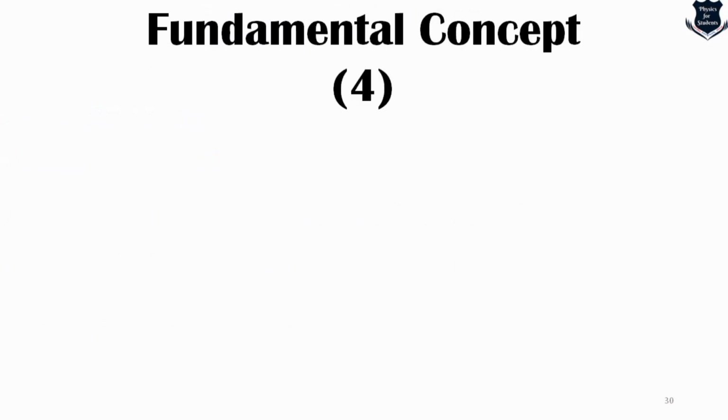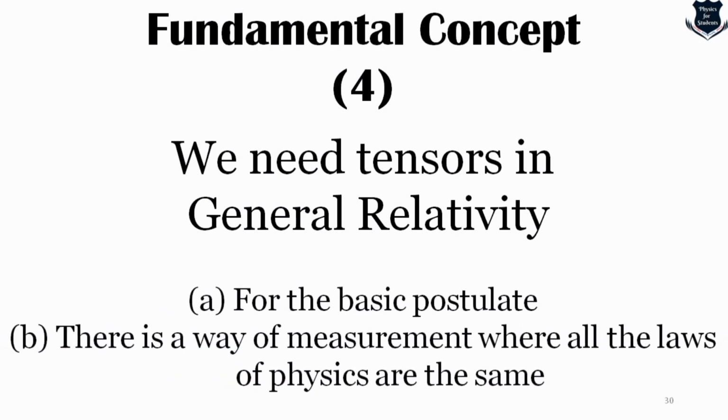So fundamental concept number 4 is that we need tensors in general relativity because of the basic postulate. Why? Because the basic postulate tells us that a system should be covariant. So we need a mathematical tool that should covary, and tensors help in that. And number 2, there's a way of measurement where all the laws of physics are the same. The stretching, the rotation, whatever happens, the laws of physics are the same. Now you see we are slowly moving, step by step, through the fundamental concepts.